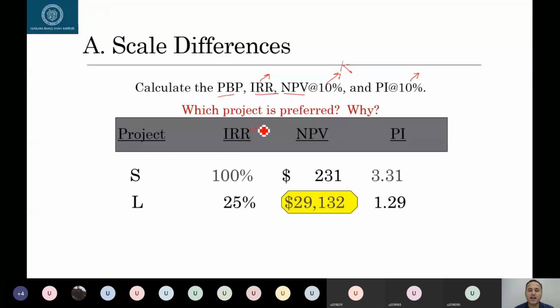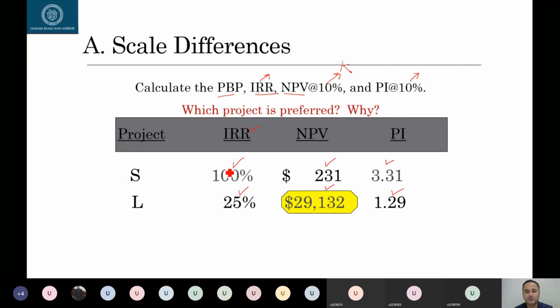So if I calculate the IRR, I actually did not calculate the payback period because that's too simple. IRR is 100% for project S. NPV is 231. And profitability index is 3.31. For the larger project, IRR is 25%, NPV is 29,000, and the profitability index is 1.29. And if I may ask you, how do you calculate it?